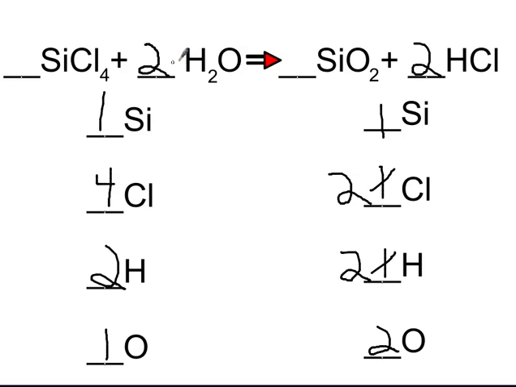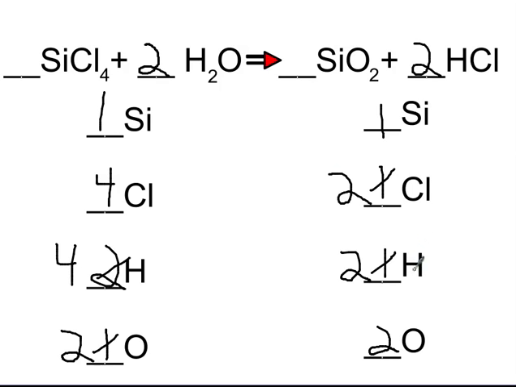And now my hydrogen, I have H2 and I have 2 of H2. So now I have 4 hydrogens. And I have 2 oxygens here. And now my oxygens are lined up, but my hydrogens have been messed up and my chlorines are still messed up. So, not looking good.